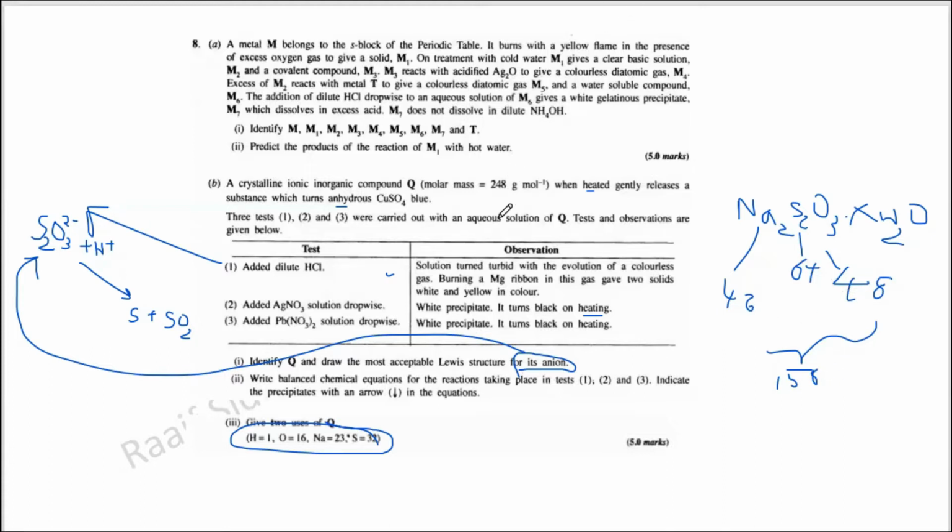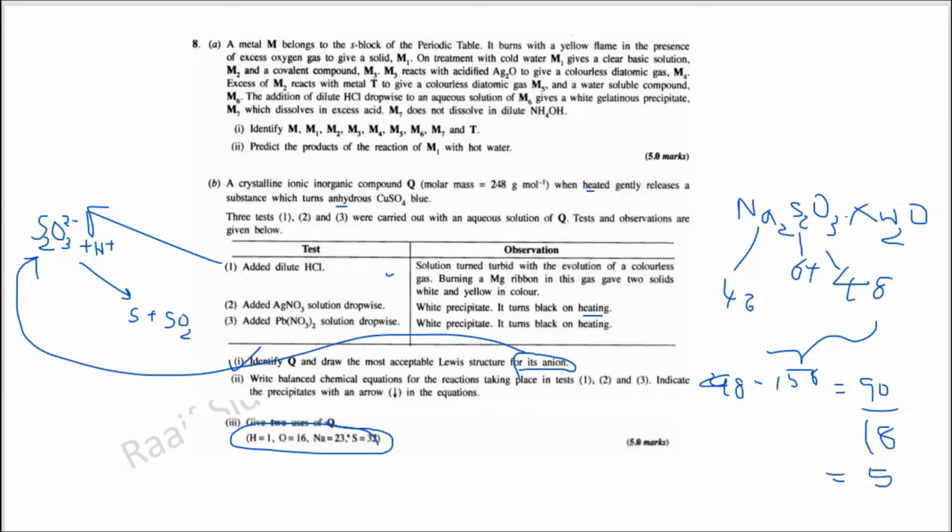Then when you subtract the 158 from 248, the entire molecular weight, 248 minus 158, you will get 90. Okay, so the remaining 90 should be all water molecules. So you divide it by the molecular weight of water, that is 18, and you will get 5. So basically Q is Na2S2O3.5H2O. So that is Q.